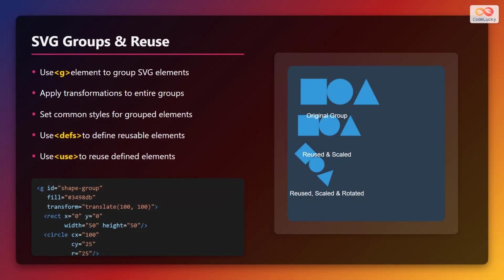SVG groups and reuse features help organize and optimize your SVG code. Use the g element to group SVG elements together. This allows you to apply transformations and styles to entire groups. Set common styles for grouped elements to ensure consistency. Use the defs element to define reusable elements such as gradients or symbols. Then, use the use element to reuse the defined elements throughout your SVG.